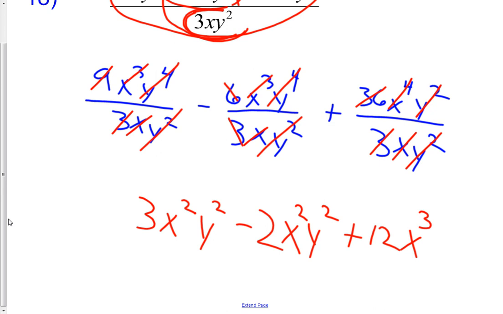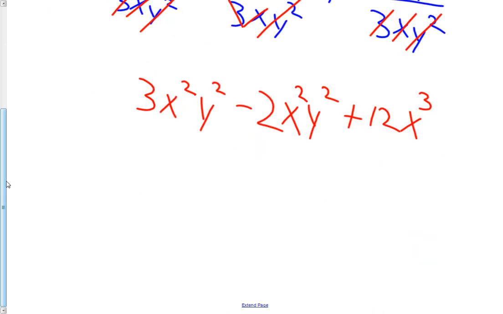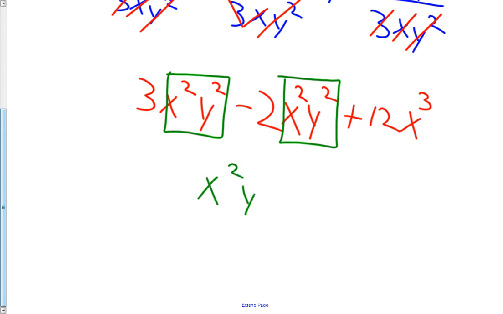And normally, class, this would be our answer, but we happen to have two terms that are the same, x squared y squared and x squared y squared, so we could add their coefficients. 3 and a negative 2 make 1 x squared y squared plus the 12x cubed.